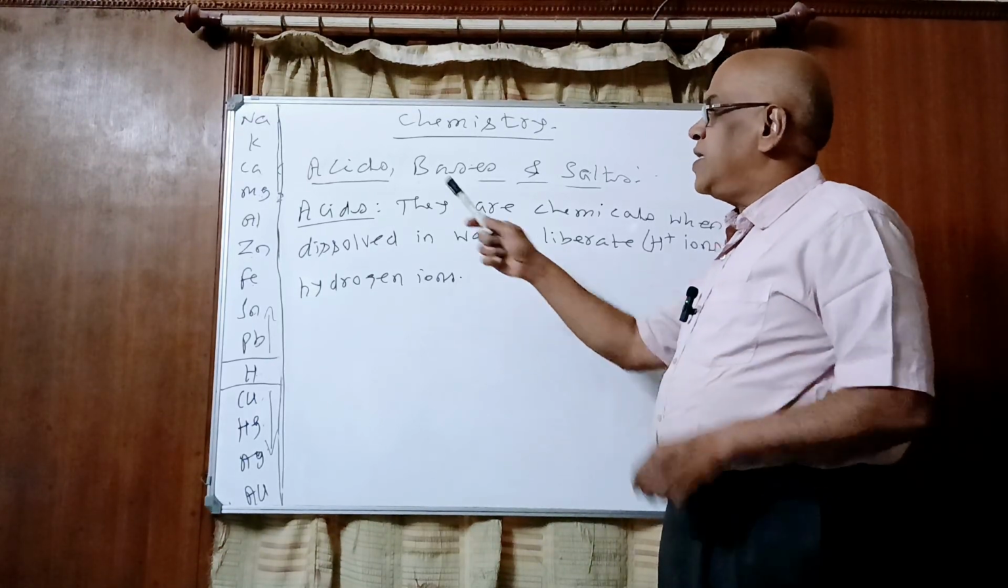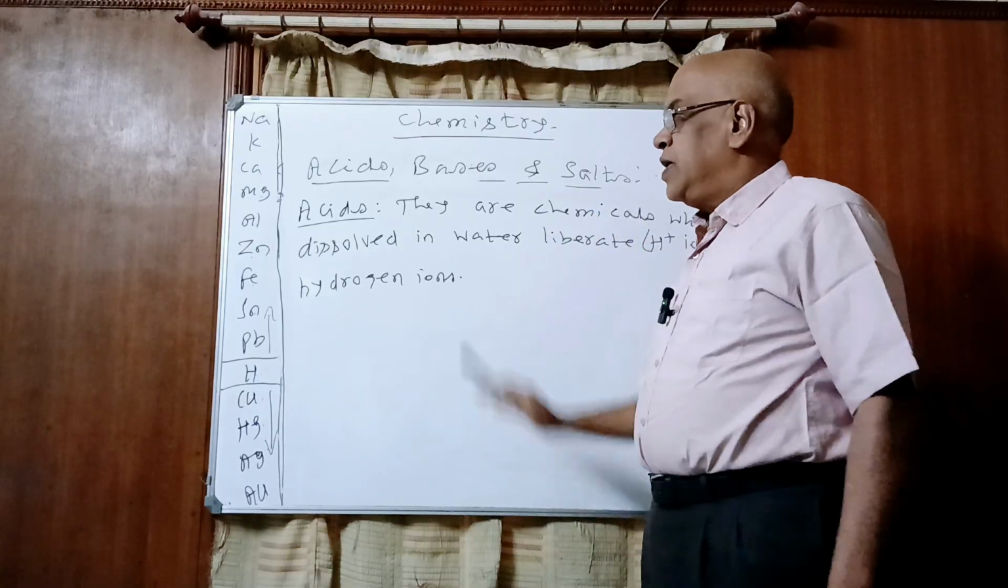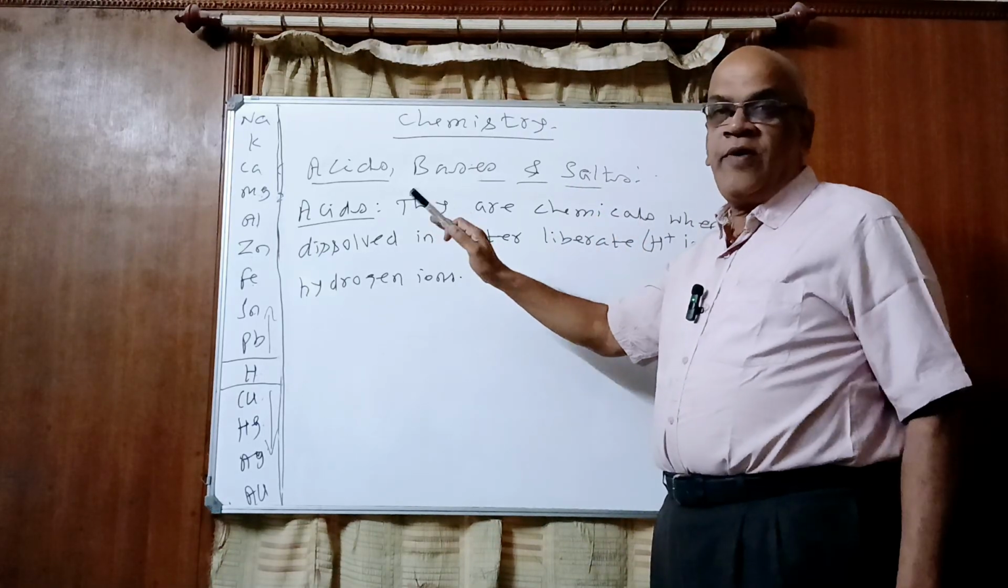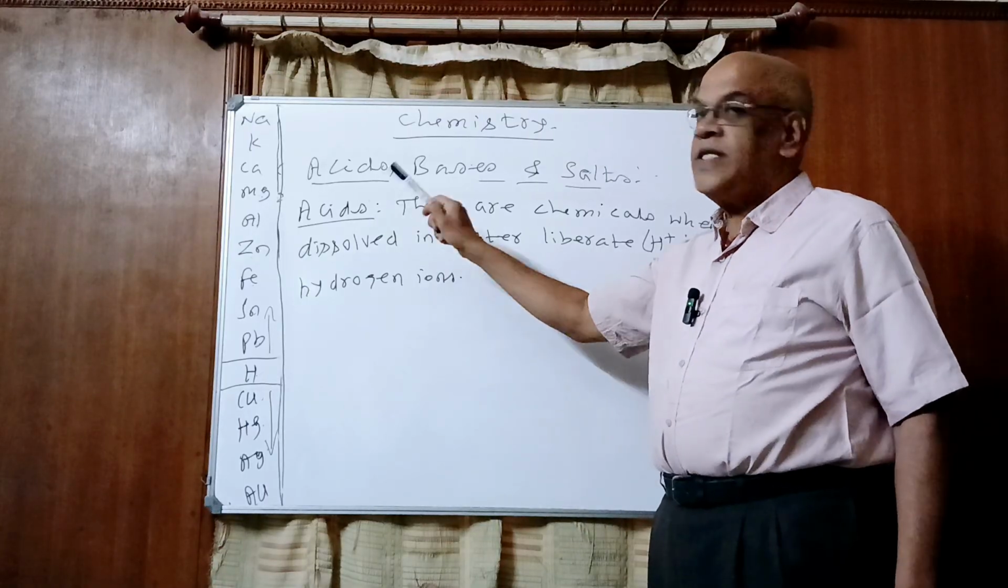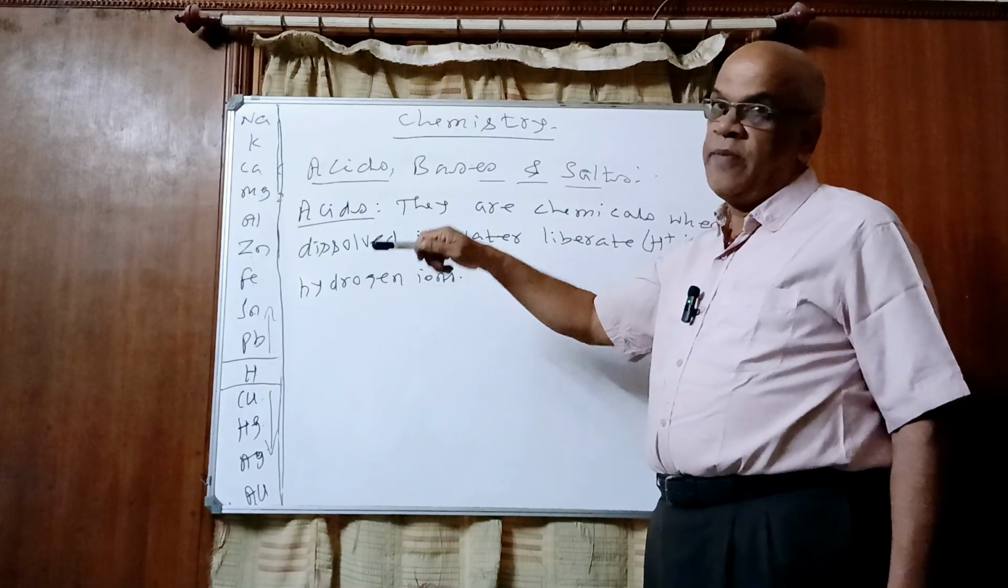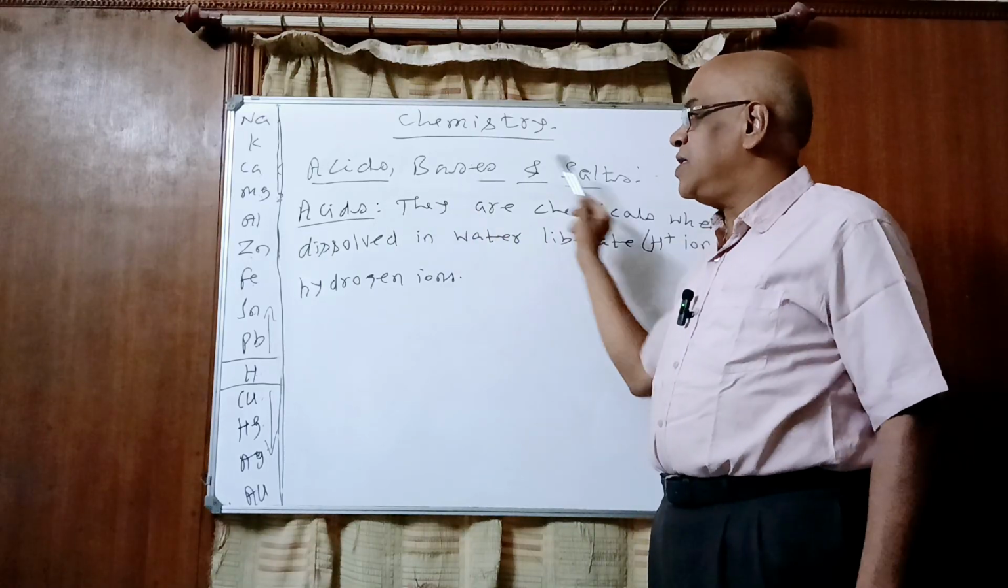Children, our next chapter: acids, bases and salts. I will discuss very important topics here. So, what is the chapter name? Second chapter. The first chapter, chemical reactions and equations, is over. Here, acids, bases and salts.